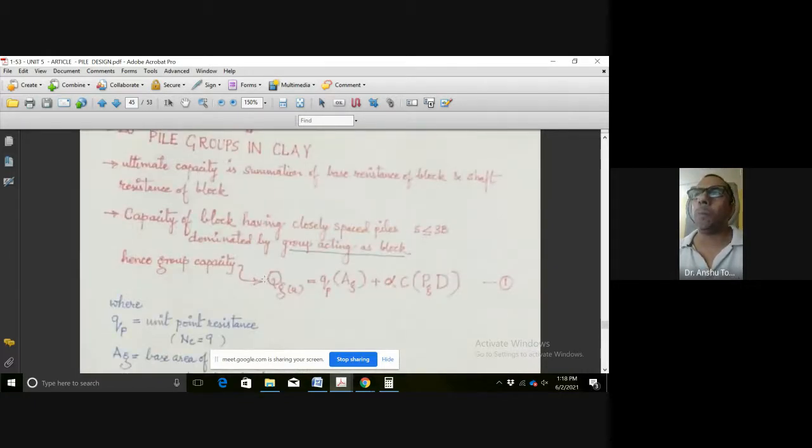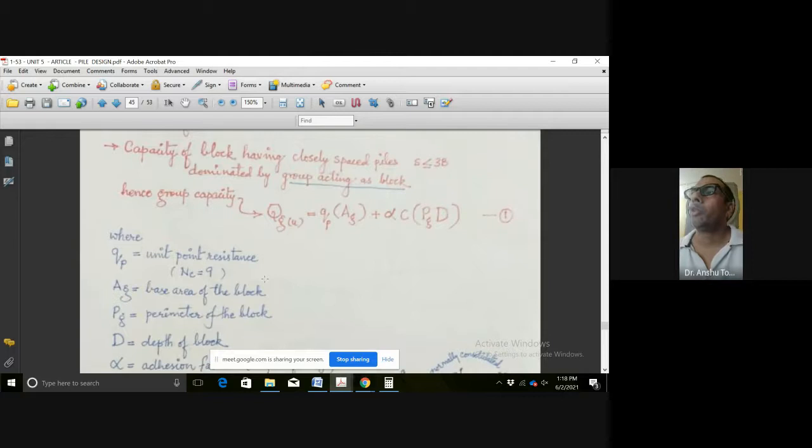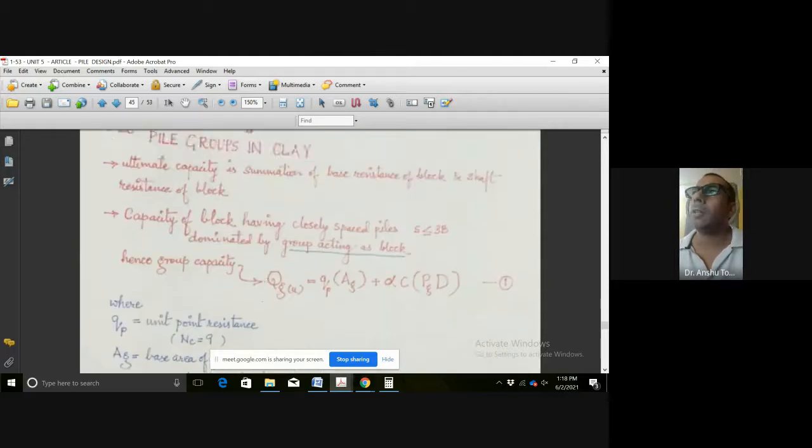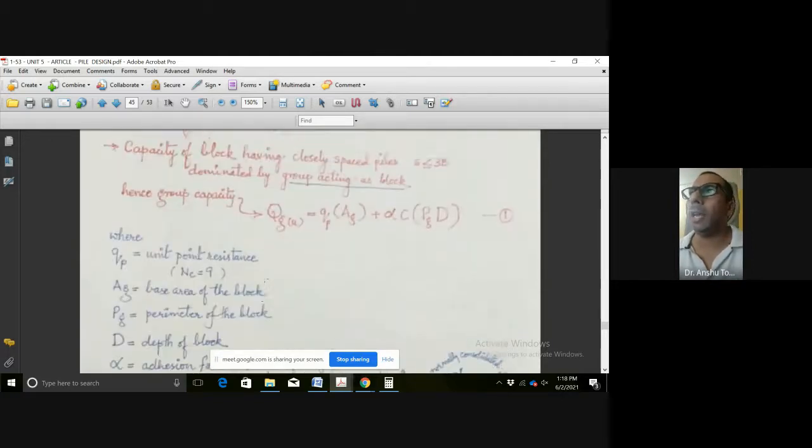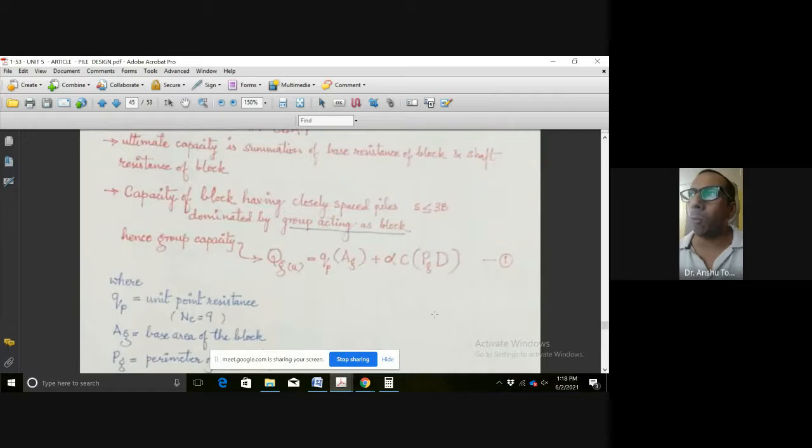Then pile groups in clay. Earlier this was in sand, and here we have clay. Again, the same formula which we were using for individual piles. The only thing is that the parameters corresponding to the group are going to come into the picture here instead of the individual pile.